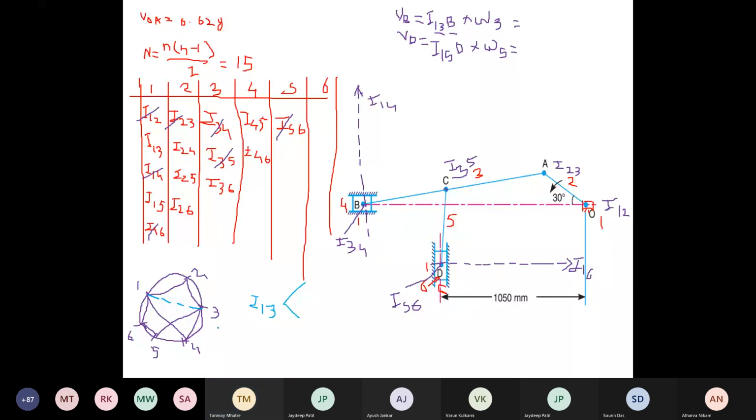Correct, 1 2 3 and 1 4 3. First consider triangle 1 2 3; you will get the ICRs I12 and I23. Then next consider triangle 1 4 3; you will get I14 and I34. Now come to the configuration diagram and see these ICRs.